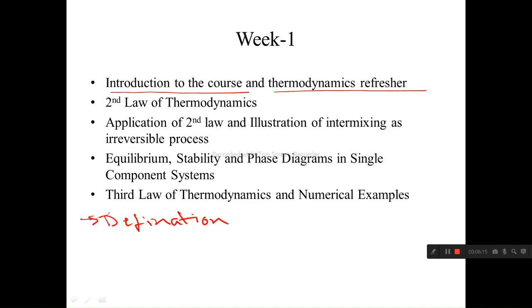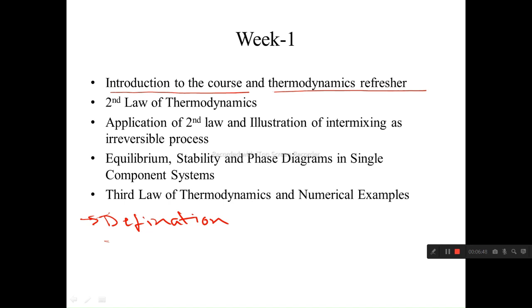For example, agarbatti odor or fumes at one corner of the room diffusing into the other corner of the room. This is a good example of diffusion. Other examples are also explained in this introduction, and diffusion is divided into two main analyses: phenomenological diffusion analysis and atomistic diffusion analysis.